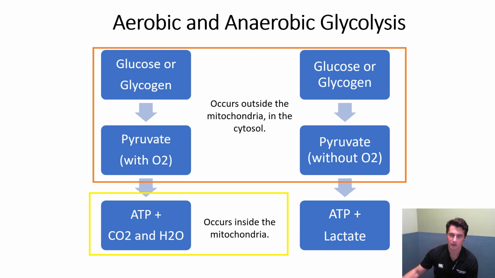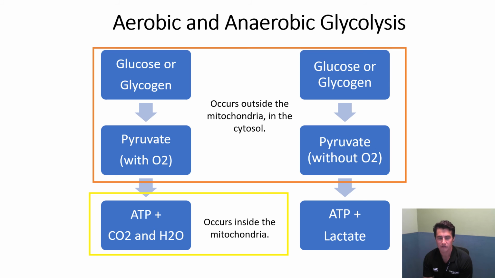So here we've got a bit of an infographic to help us work out what's happening and when and under what situation and where. So let's look on the far left. We've got glucose or glycogen. Glycogen is a stored version of glucose which you have in your liver and your muscles. It can be broken down to produce ATP. In that process, ATP is produced, small amounts, but you also produce something called pyruvate.